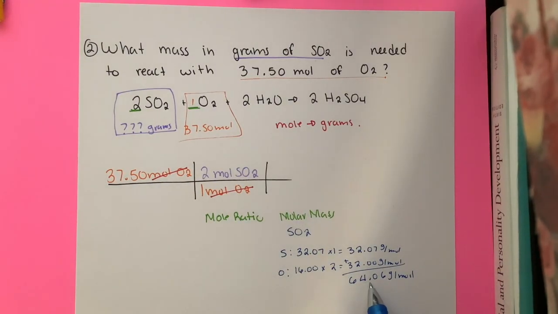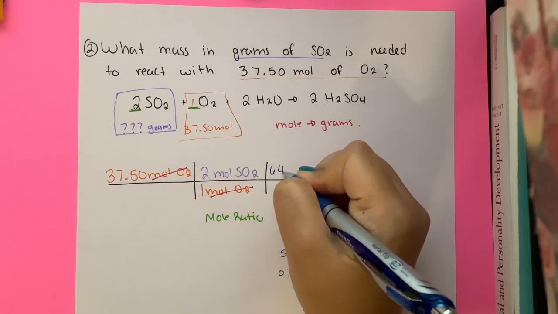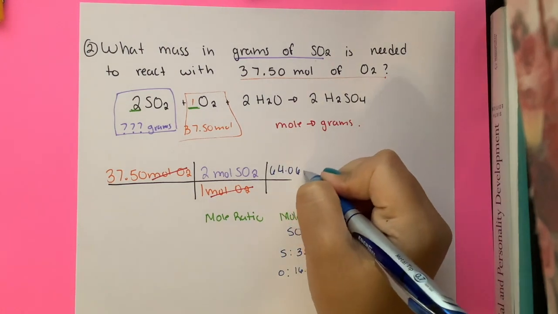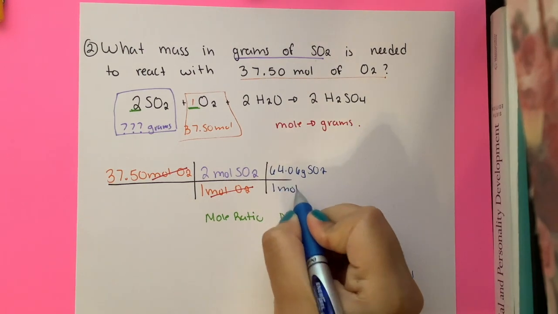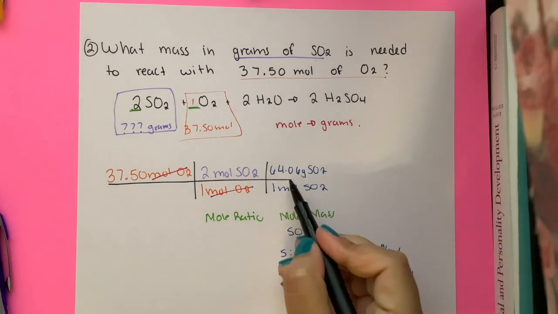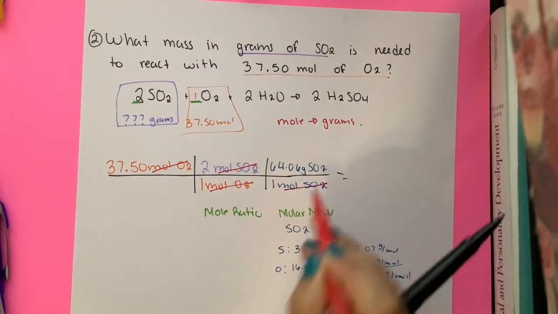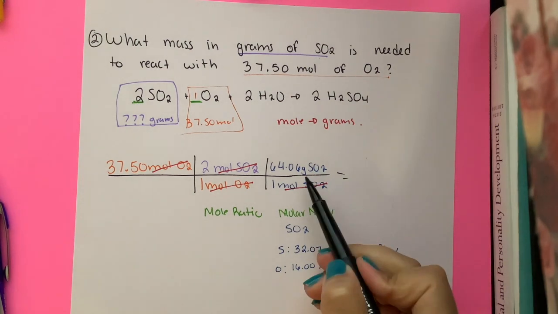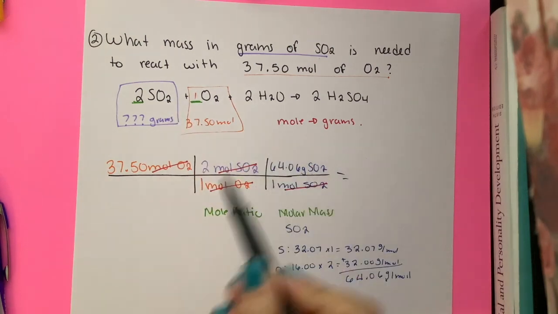So 64.06 grams. I'm going to put it in the top. 64.06 grams of sulfur dioxide for every 1 mole of sulfur dioxide. The reason that I put it like this is, again, remember, the moles of SO2 cancel out, and the only unit that's left uncrossed is grams of SO2, which is what the question is asking me for.